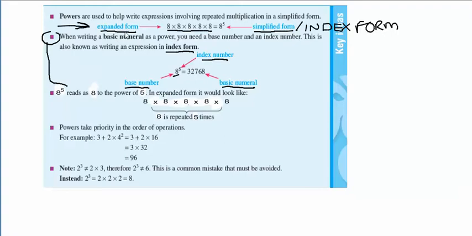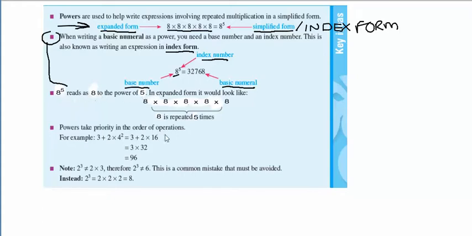A few key things: expanded form, that's what it looks like. Simplified form or index form, this is what it looks like. Your base number is the number being multiplied. The index is the number of times it's being multiplied, and your basic numeral is the answer, what all that equals. So 8 with the little 5 above it reads as 8 to the power of 5.